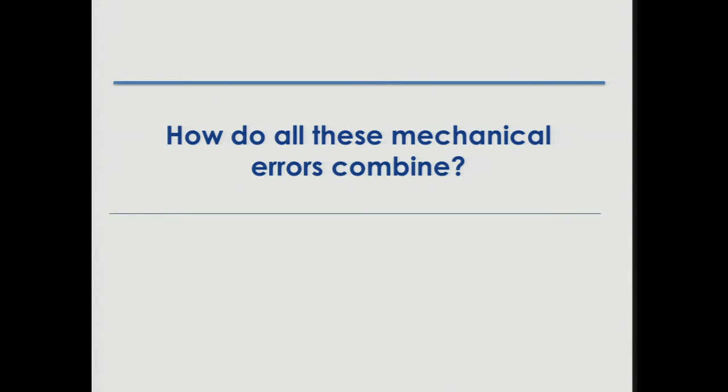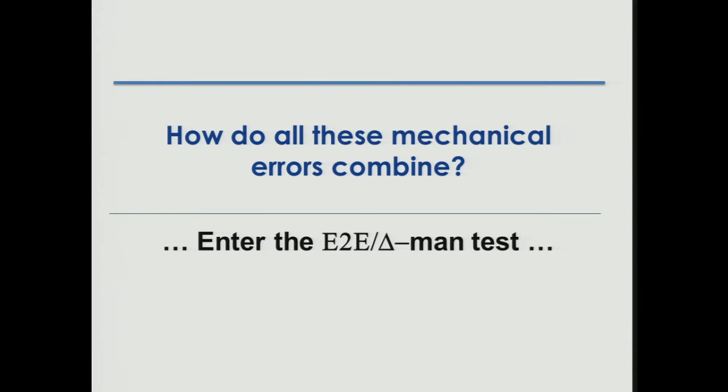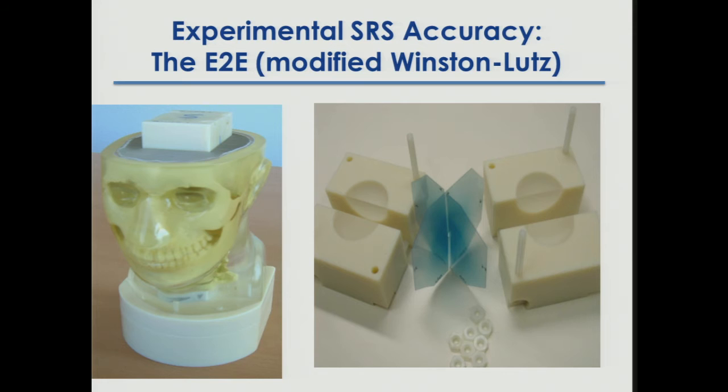Now we've talked about all these individual areas: mechanical, imagers, tracking algorithms. How do these combine? There's a test that we also should use more, the end-to-end, also used for delta man. The end-to-end test is actually a variation of the old Winston-Lutz test, which was good when we did frame-based stereotactic radiosurgery with cones and arcs. We're not doing that anymore, so we need to upgrade our QA as well.